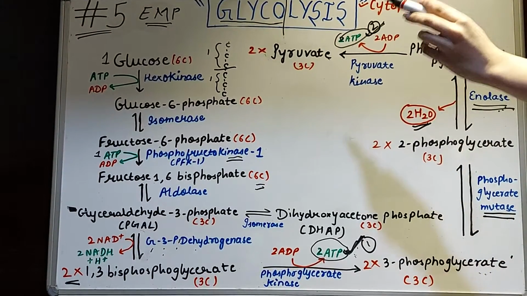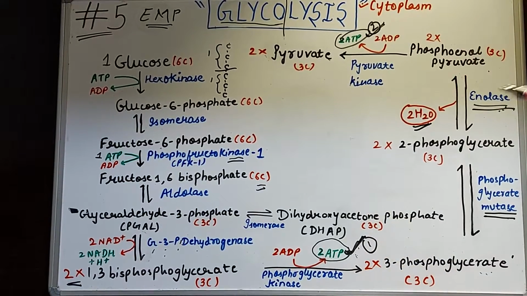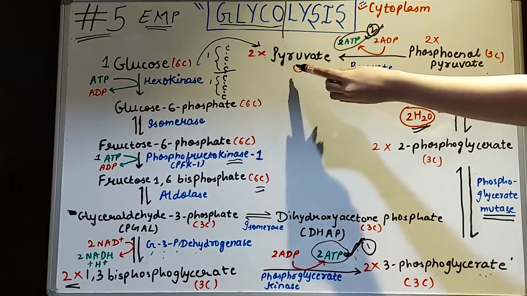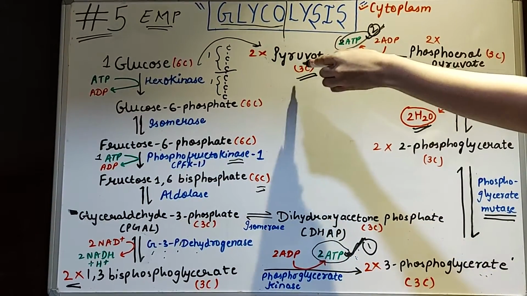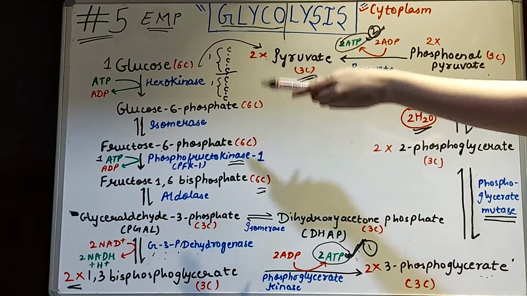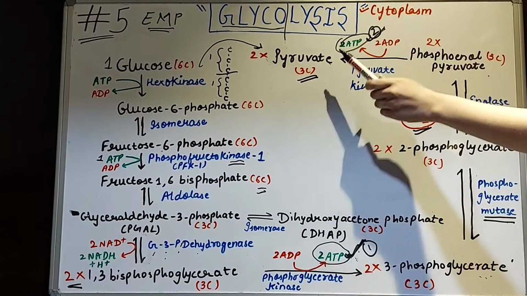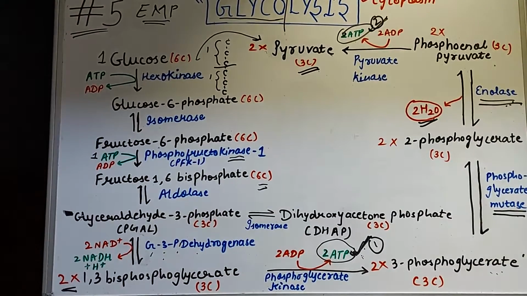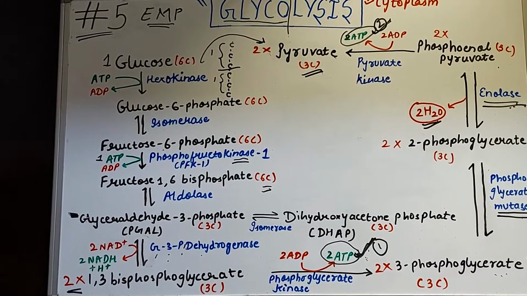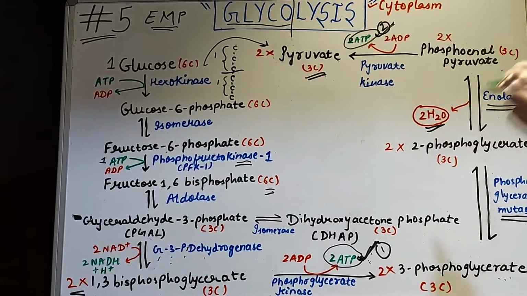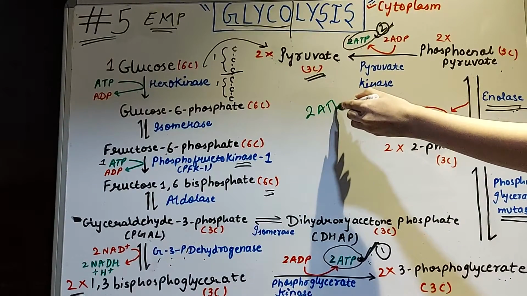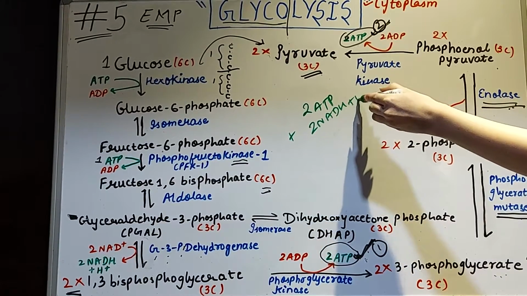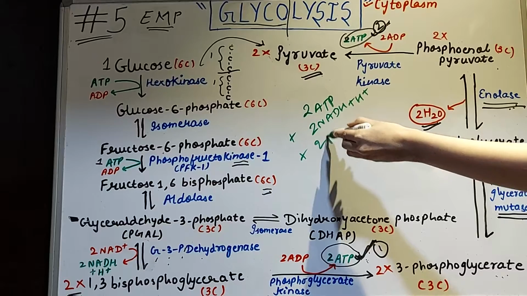Ultimately, one glucose molecule, which is 6 carbon, is converted into 2 molecules of pyruvate, that is a 3 carbon molecule. So at the end of the process of glycolysis, what will we get? Always remember that we will get 2 ATP molecules plus 2 NADH molecules and 2 pyruvate molecules.